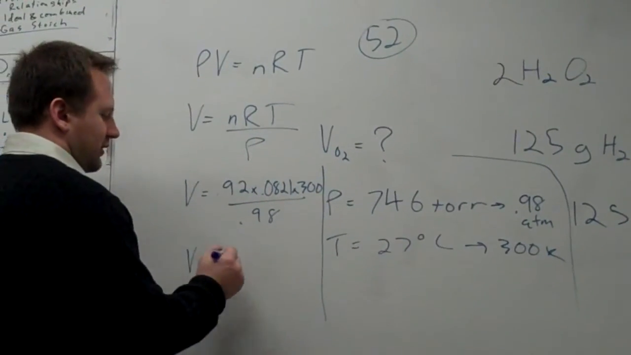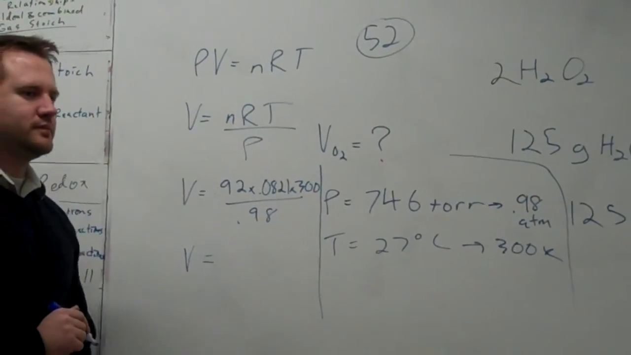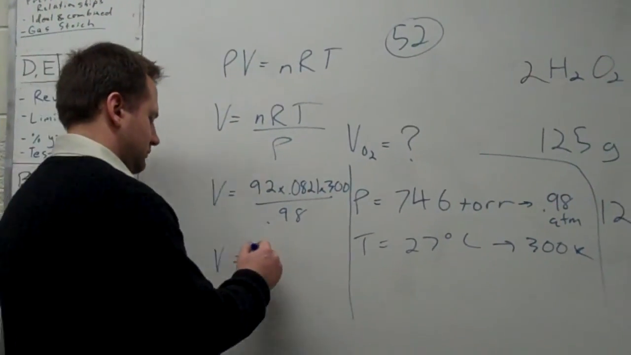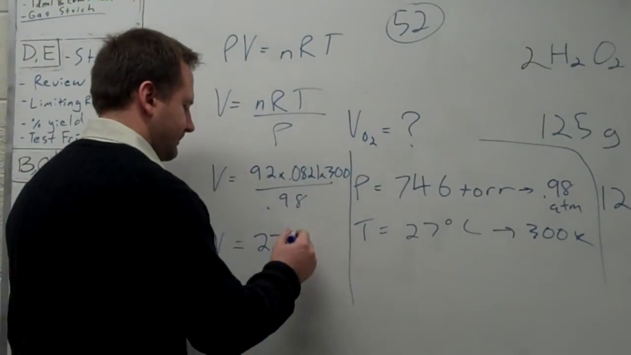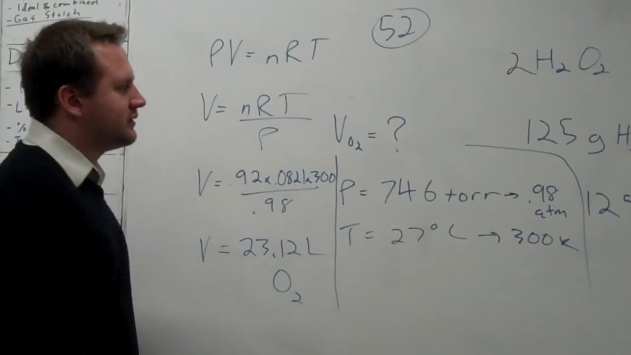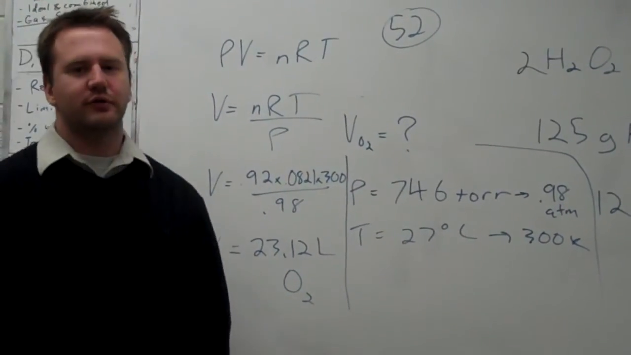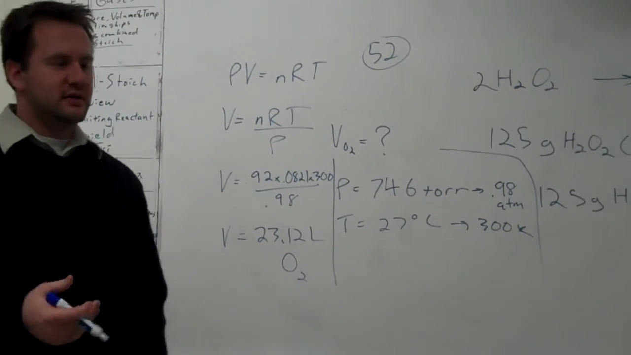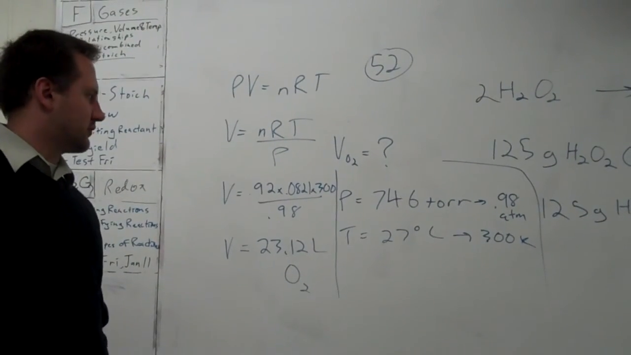When we plug this all into the equation, what do you get for your volume? 23.12. 23 point what? 12. And that would be how many liters of oxygen gas would be generated from decomposing 125 grams of peroxide that's a 50% solution at those conditions.